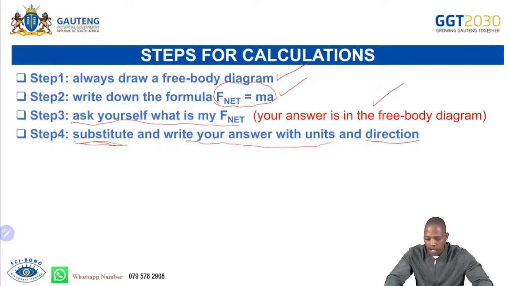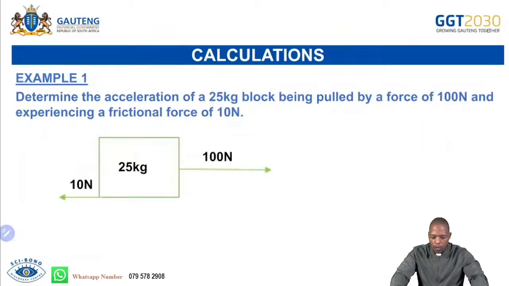Okay, so let's take an example and see how we can follow all these steps. Okay, here's example 1. Example 1 says, determine the acceleration of a 25 kilogram block being pulled by a force of 100 newtons and experiencing a frictional force of 10 newtons.